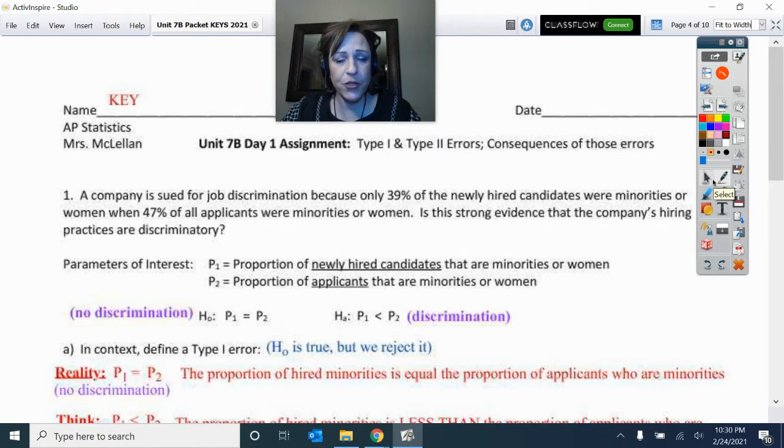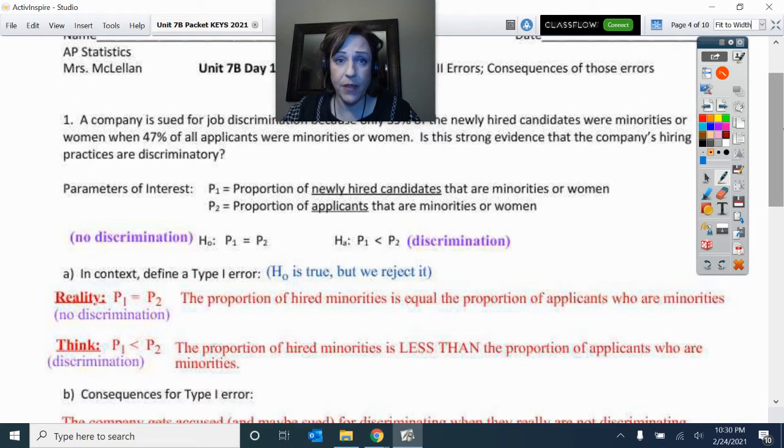All right, let's go over your type 1 and type 2 errors and see if you got those worded correctly and the correct consequences. So, on this first problem, we were wondering if there was job discrimination against minorities and women. A lot of times I like to put in layman's terms what the null and alternative are really saying. If the proportion of newly hired minorities and women and the proportion of applicants who were minorities and women are the same, then there's no discrimination by the company.